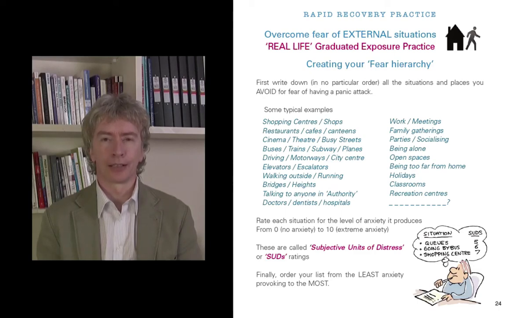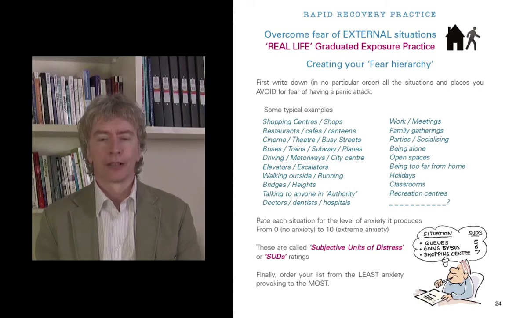Now you can add to this list. There's an infinite amount of situations that people can come up with. So what you want to do is just write all those down, anything that comes into your head where you know you're avoiding, and then rate each of the situations for the level of anxiety it produces. So you're still not putting them in order yet. Go through the list and just rate from 0 to 10 how much anxiety each situation produces. So 0 is no anxiety, 10 is extreme anxiety.